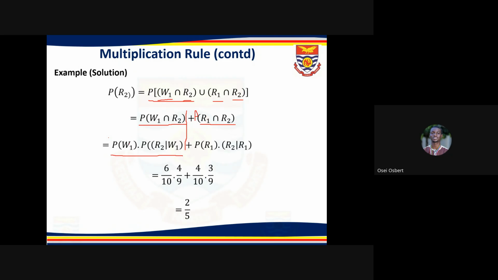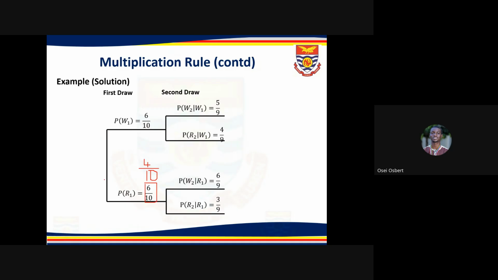So the second instance here too, we have probability of red times probability of red, and the second ball being red, given that R1 has already occurred. And these are substitutions from our tree diagram, which we had here. From the tree diagram, this is what we have.